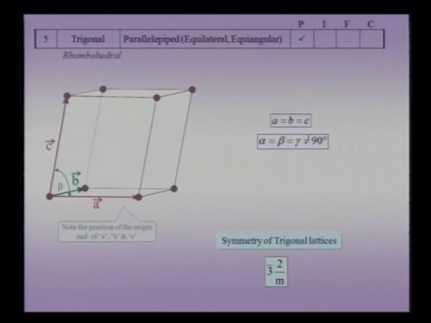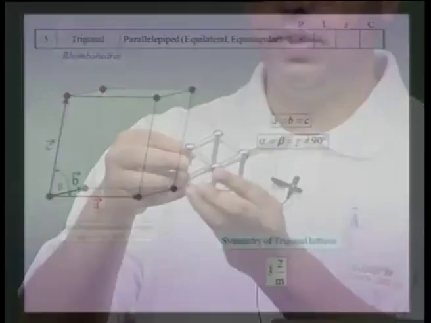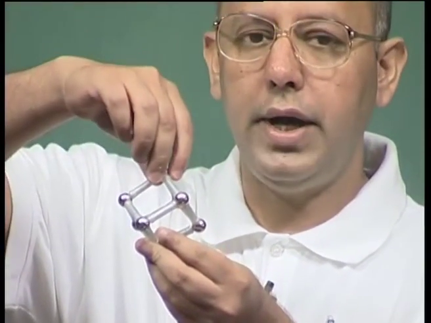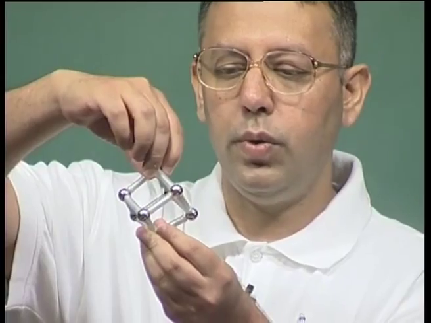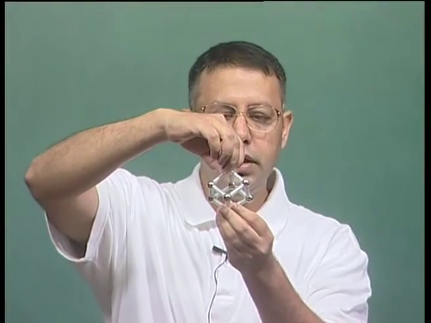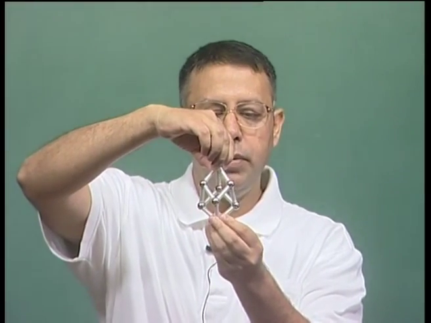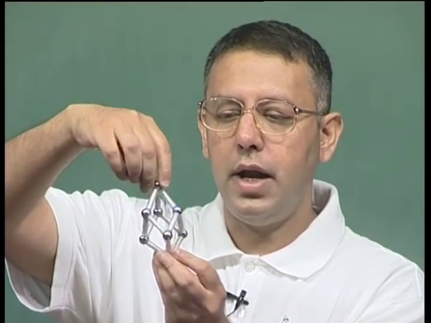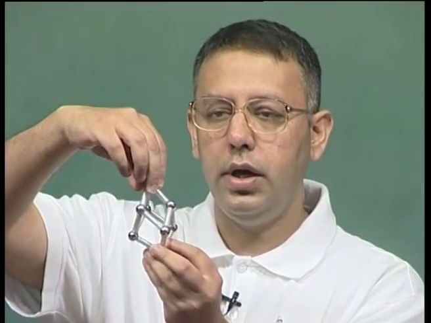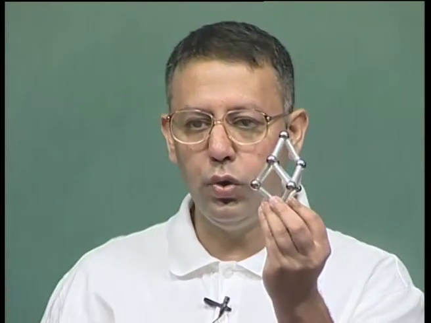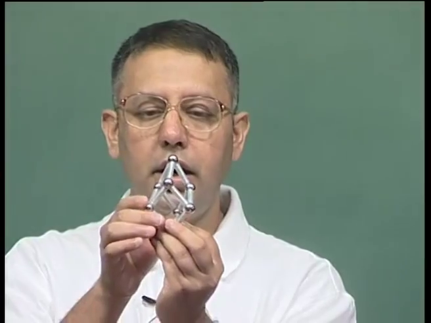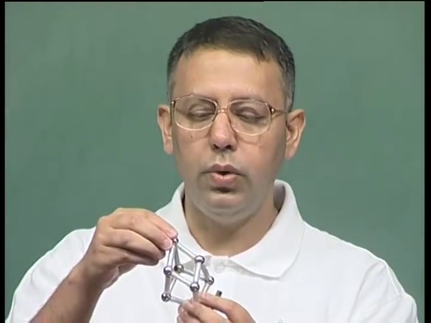The simplest way of understanding a trigonal lattice is by taking a cubic lattice like this. I hold the cubic lattice along the body diagonal, which is the one unique direction, and then pull the cubic lattice. When I pull the cubic lattice, the distortion is such that all the angles are identical. The angles are not distorted. The lengths of the edges continue to be the same, which is A equal to B equal to C. All the included angles are identical, but they are not equal to 90 degrees.